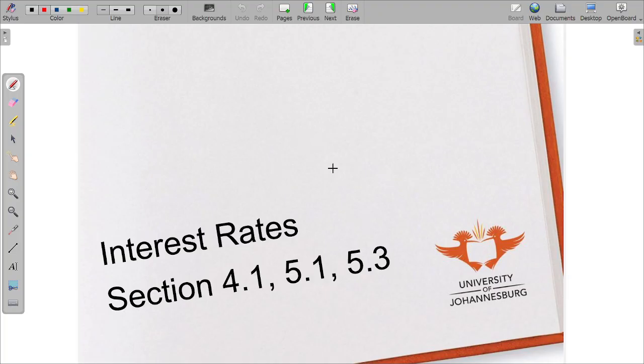Okay, so we are going into section 5.1 and 5.3. We are taking them together. But this section 4.1 is about our exponential function, which is still important in this session.